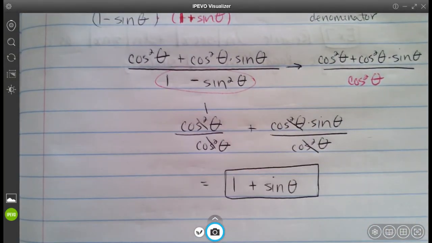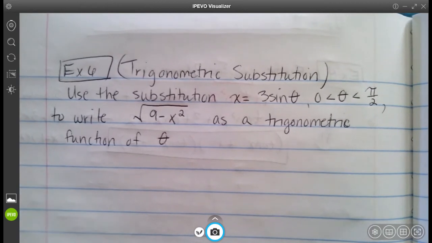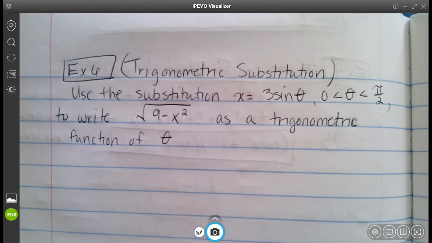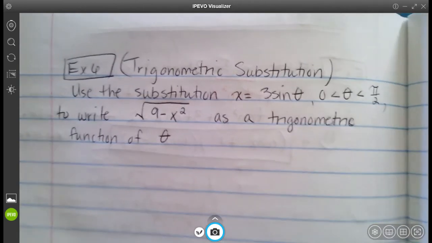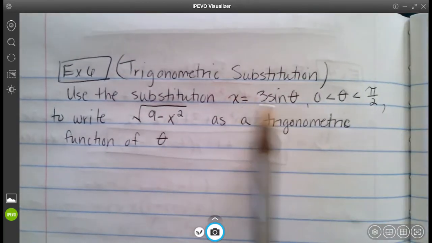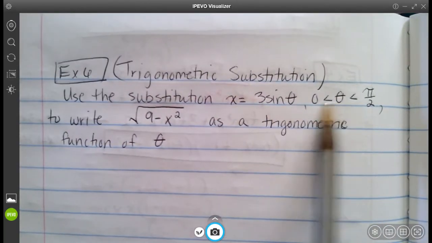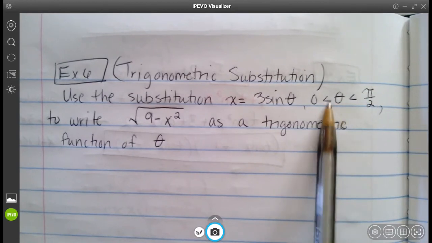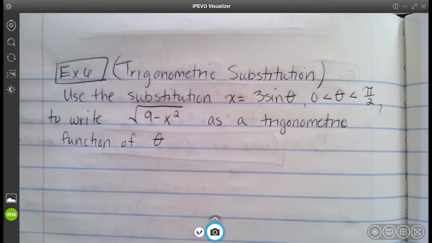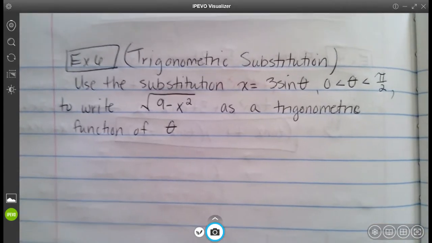Pretty self-explanatory. Okay, 2 more examples, super quick. We have a trigonometric substitution example where you're basically just substituting something for something else. Let's just jump right into it. Okay, we have: use the substitution x equals 3 sine theta, where theta is between 0 and pi half, so you're thinking quadrant 1, to write the square root of 9 minus x squared as a trigonometric function of theta. So what are we doing?